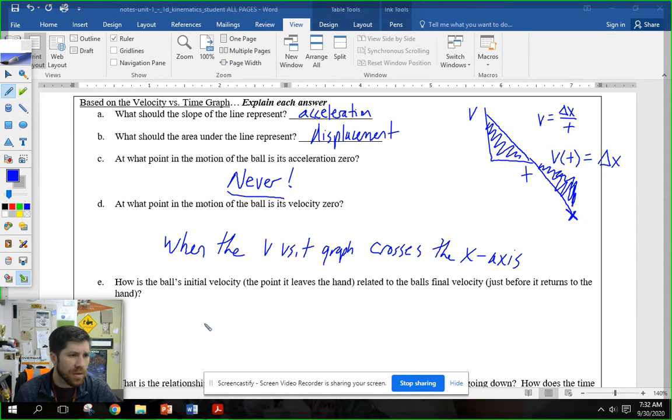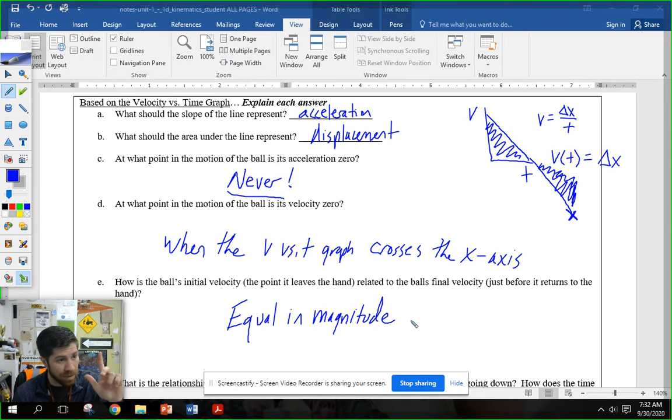E says, what is the ball's initial velocity, the point it leaves the hand, related to the ball's final velocity? If I throw it up and it accelerates for a given amount of time, as it falls back down, it's going to accelerate for the same amount of time. So the answer here would actually be that it's equal in magnitude, but as it's falling down instead of shooting up in the air now, it would be opposite in direction.